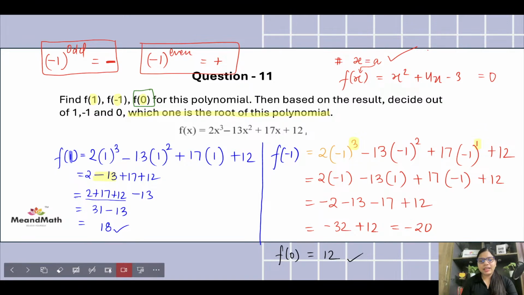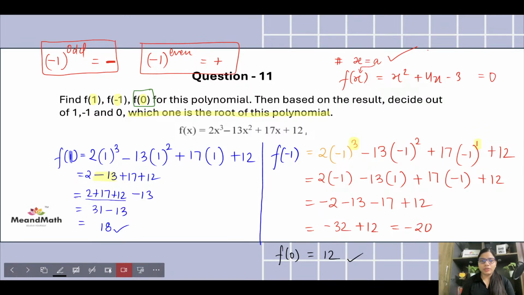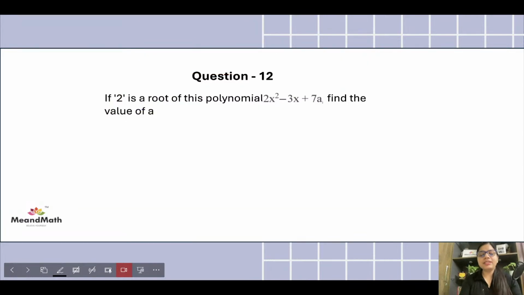For F1 we are getting 18, for F -1 we are getting -20, and for F naught we are getting 12. We are not getting 0 for any of the values. So we will say none of them are roots of the polynomial. F naught is not 0, F1 is not 0, F -1 is also not 0. So none of them are roots of this polynomial. No one. Correct. Now let's move to the next question.